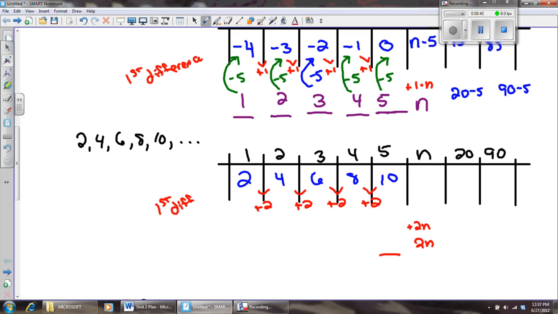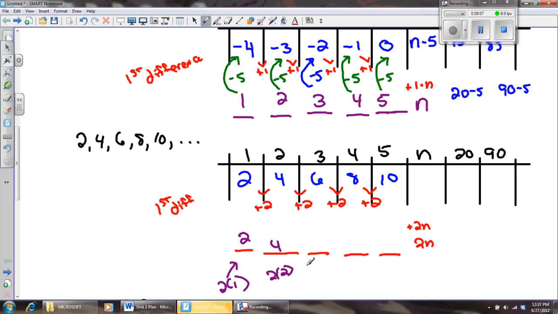Now again, I still have to compare. If my 2n pattern matches the blue numbers, then I know I've got the right formula and I can stop. So I'm going to take this 1 and I'm going to put it in for n right there. So in other words, this number here is going to be 2 times 1, which is 2. This will be 2 times 2, which is 4.